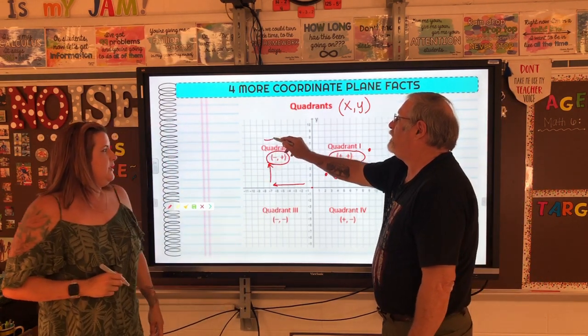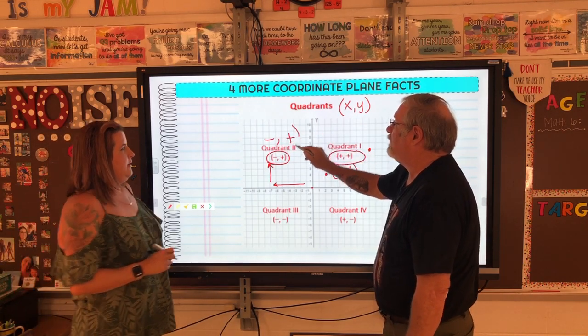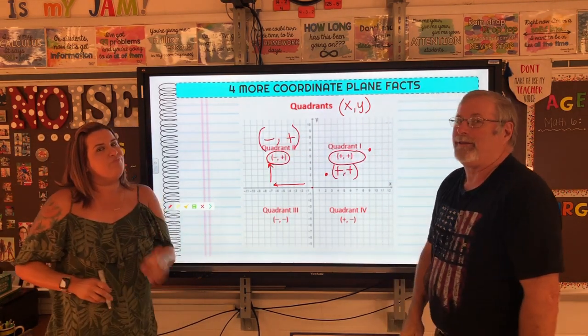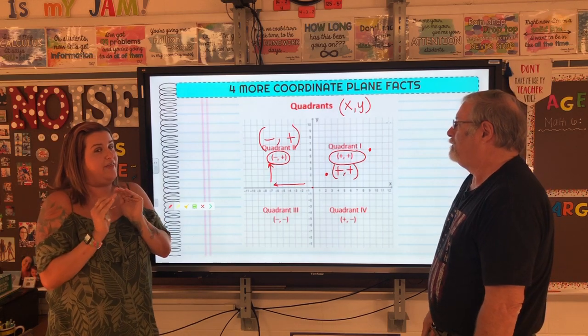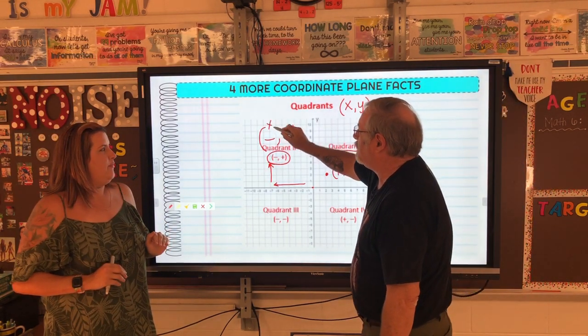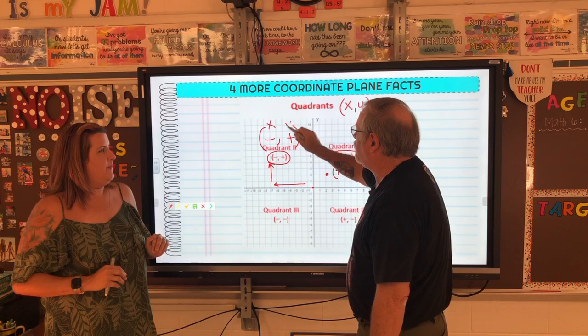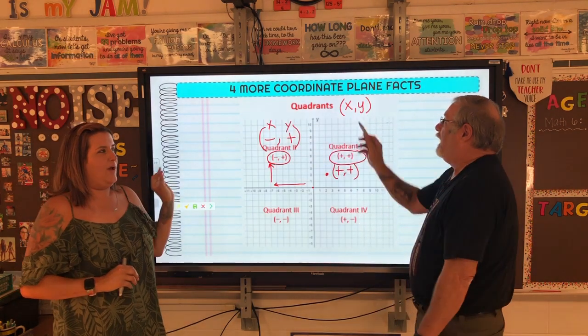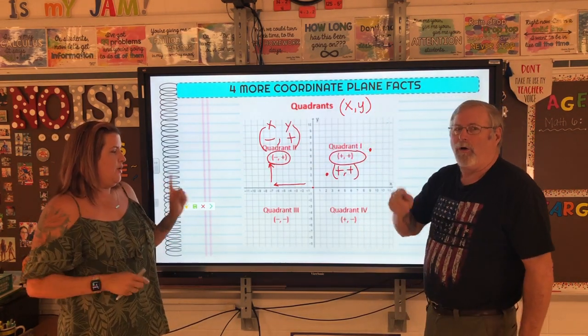So it would always be negative, positive. And remember, we always put them in parentheses. You have to group those ordered pairs together. So this would be the x1. And this would be the y1. X always first, Y always second.